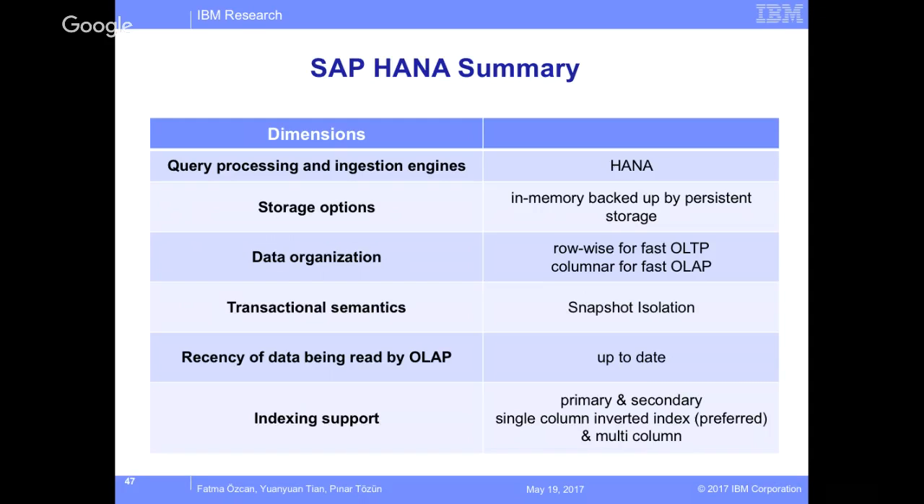And also data recency, you can access the latest data because you have one engine, and even though you have Delta Store, you have access to Delta Store easily in that engine. And for indexing support, you have both primary and secondary indexes. The row store side, the Delta Store we said, has a B+ tree index, but the more read optimized columnar side has this inverted index that is based on the dictionary.